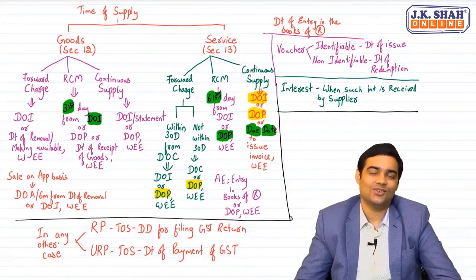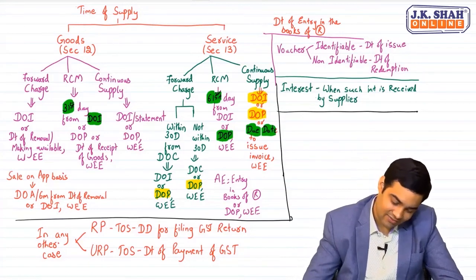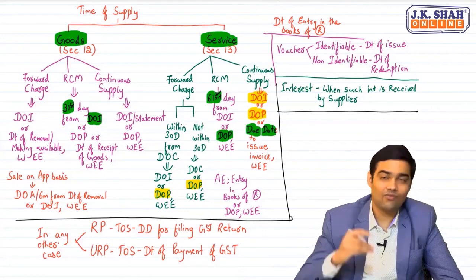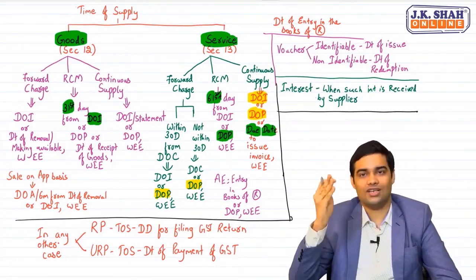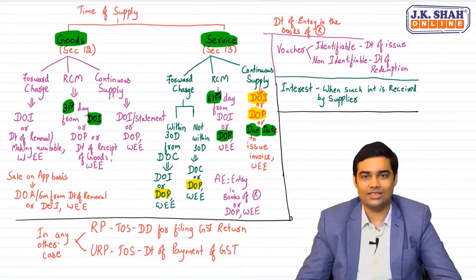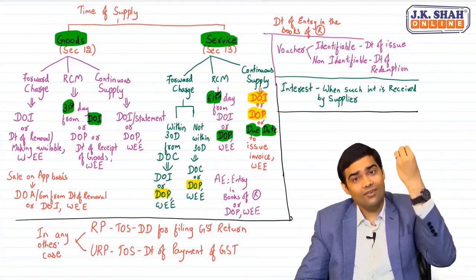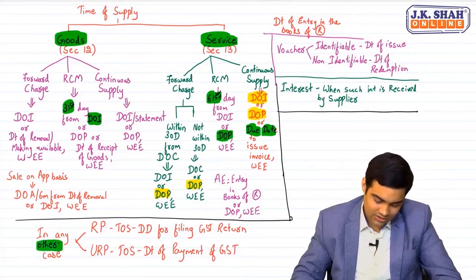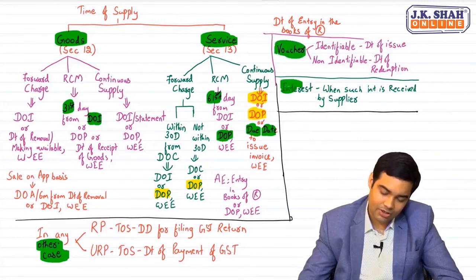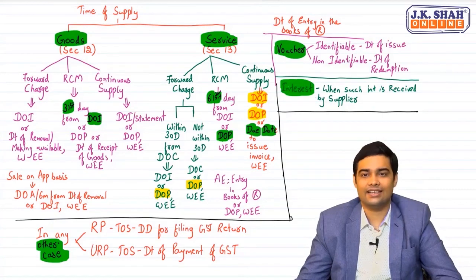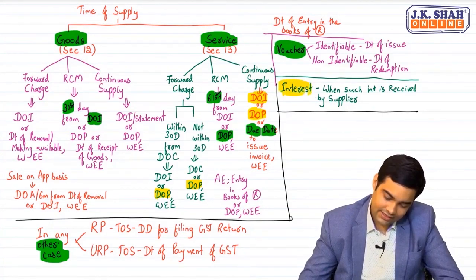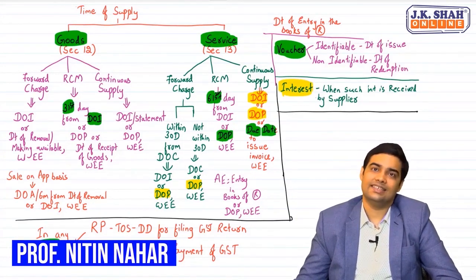Clear? So what have we discussed? 1. We started with goods industry. We entered into service industry. Forward, reverse, continuous. Forward, reverse, continuous. Entered into a special case where entry in the books of recipient will be used if this is not possible. If that is also not available, then you can use this any other case. For vouchers, you will go by identifiable, non-identifiable, and for interest, the time of supply will be when such interest is received by the supplier.